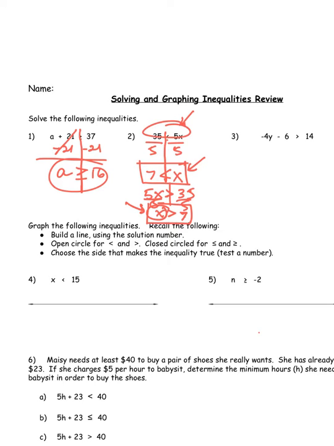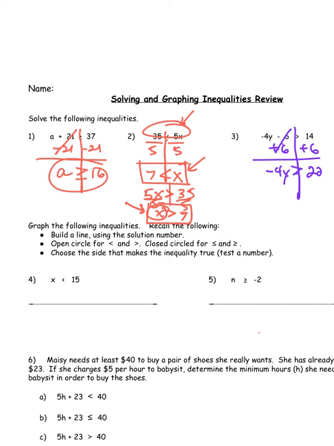The next inequality is a two-step inequality. So we're going to drop our line, and we're going to add 6, using the constant, to both sides. This adding 6 undoes the subtracting 6, leaving negative 4y on this side is greater than 20.